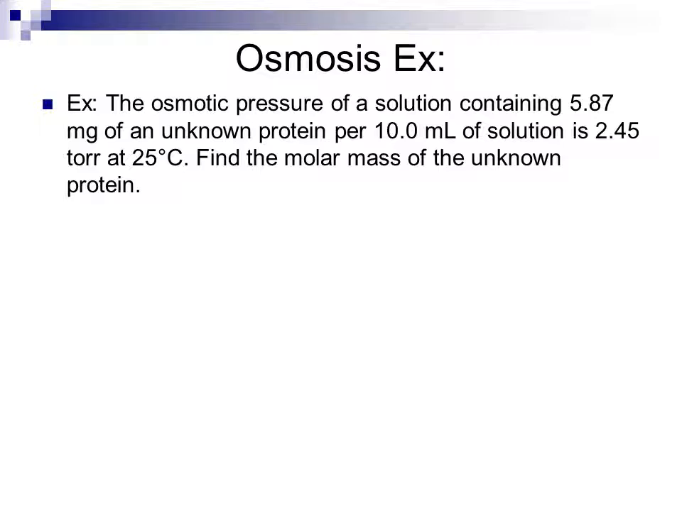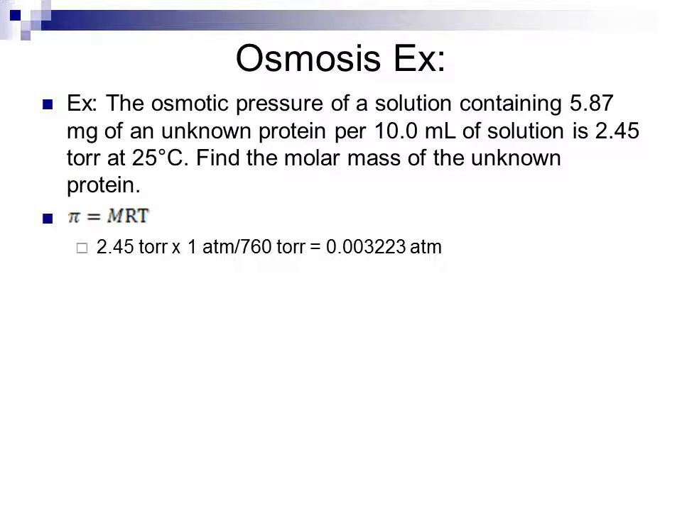As an example, the osmotic pressure of a solution containing 5.87 milligrams of an unknown protein per 10 milliliters of solution is 2.45 torr at 25 degrees Celsius. Find the molar mass of the unknown protein. We have our equation where osmotic pressure is equal to the molar concentration times RT. Solving for the molar concentration then, we first have to convert into the gas constant terms. 2.45 torr can be converted to atmospheres by multiplying by 1 atmosphere per 760 torr, and we get a result of 0.003223 atmospheres. 25 degrees Celsius, likewise, by adding 273 gives us 298 Kelvin as the temperature.